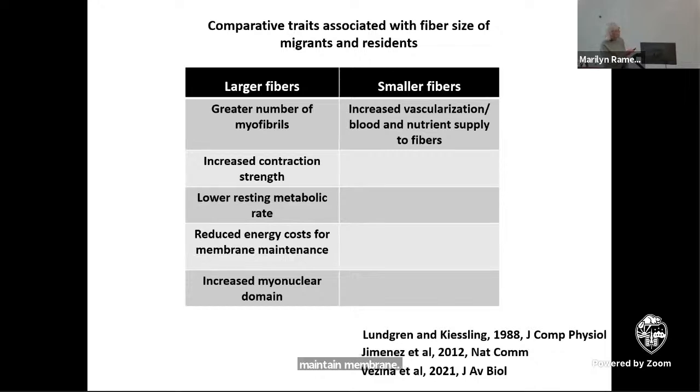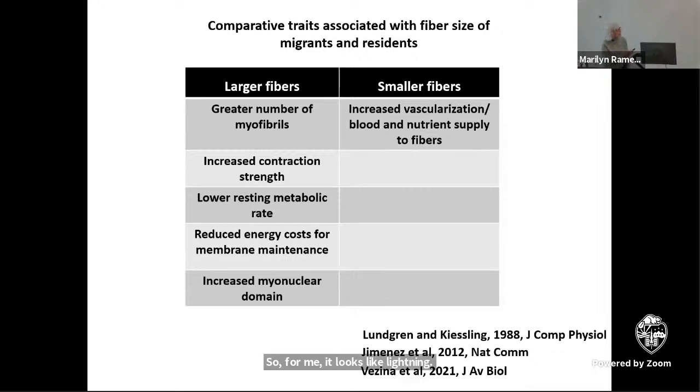itself. And what is coming to the fore now with Gabriel Jimenez and his lab is this increase in myonuclear domain, which is where satellite cells move into the fibers and actually increase the ratio between the satellite cells and the cytoplasm, so you have greater potential for protein synthesis. So increase myonuclear domain. So it looks like migrants are kind of losing out.